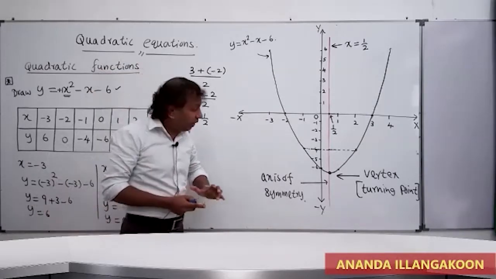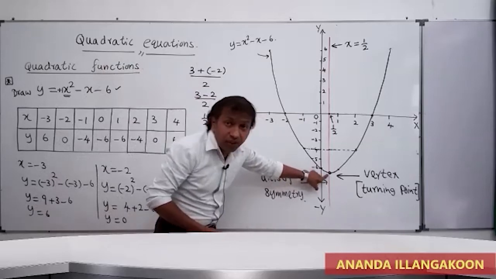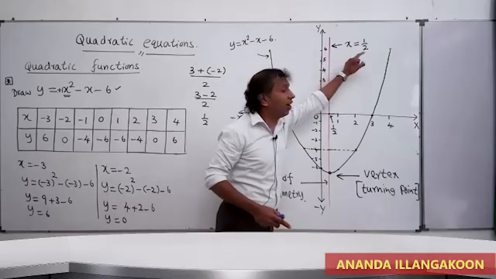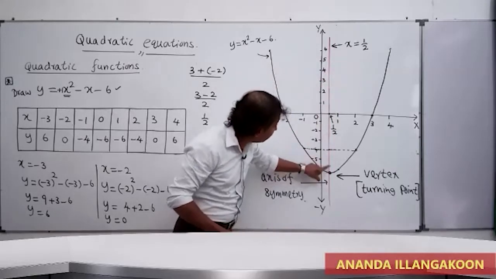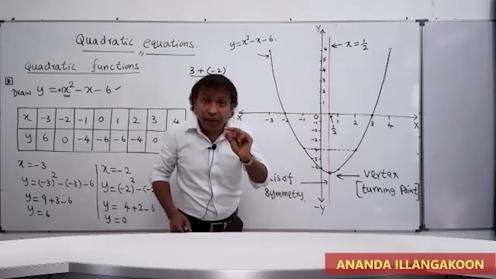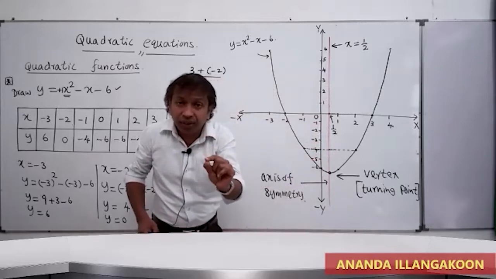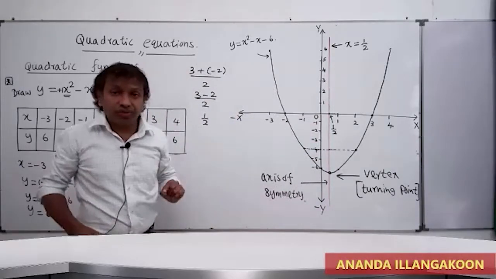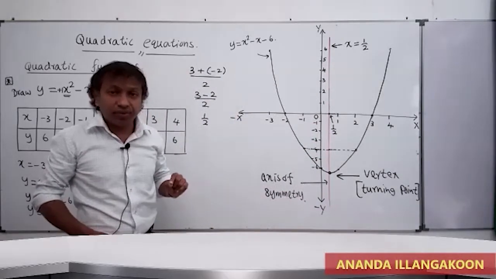People, the x coordinate of this vertex is x equals half. Why, people? This vertex is on this axis of symmetry. We know any point on the axis of symmetry has what? X coordinate half. Right?